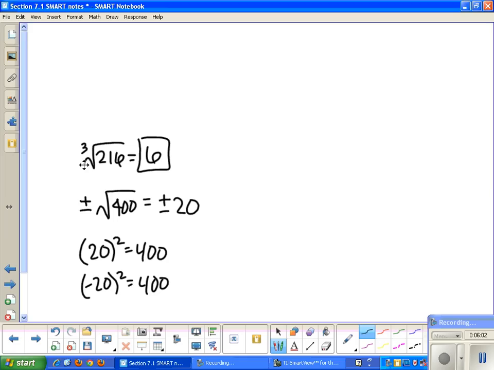When it's an odd index, you're going to only have one answer because I know that 6 times 6 times 6 is 216. If it was negative, then I would get a negative 216. So if I wanted to find all the odd roots of negative 216, my answer would be negative 6 instead. So odd index is one answer. Even index, remember, when the index is not written right there, that means you really have an index of 2. So since the index 2 is even, you're going to have those two different solutions.